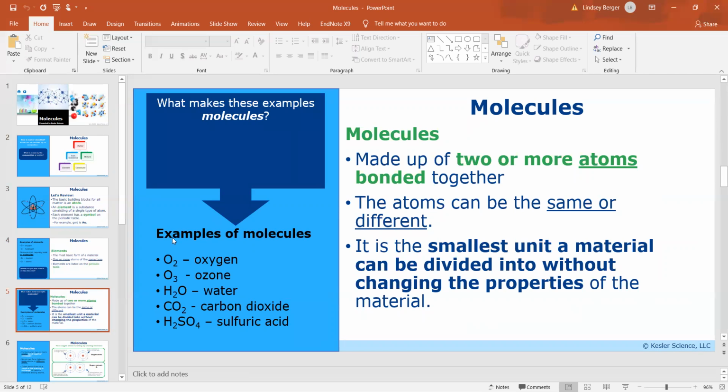We'll talk about different types of bonds in a future discussion, but basically understand that when you put these two atoms together to make this molecule, they are bonded. Some bonds are stronger than others, but they're not just floating in the same vicinity. They're actually together, like if you put your hands together and overlap your fingers with each other, that would be like a bond.